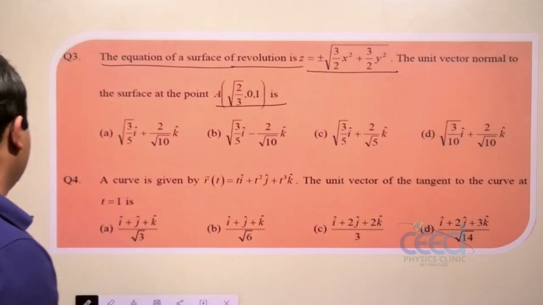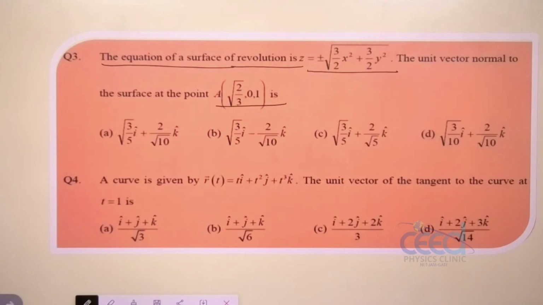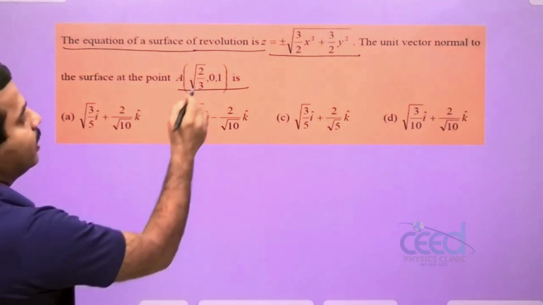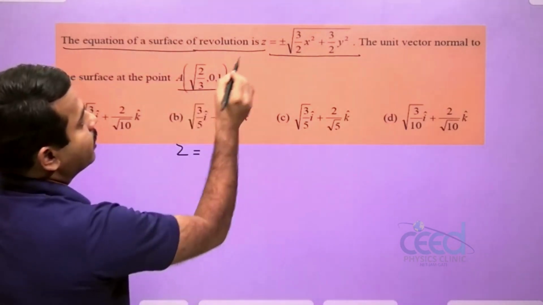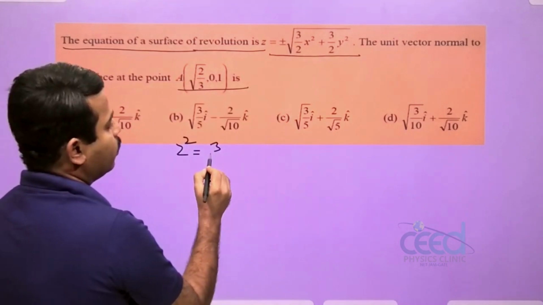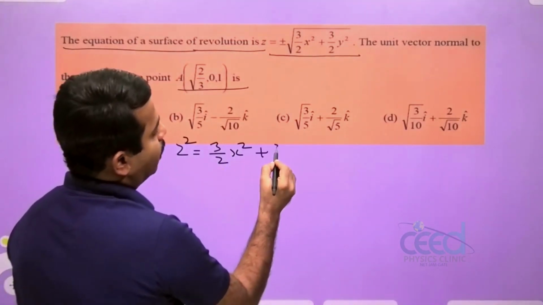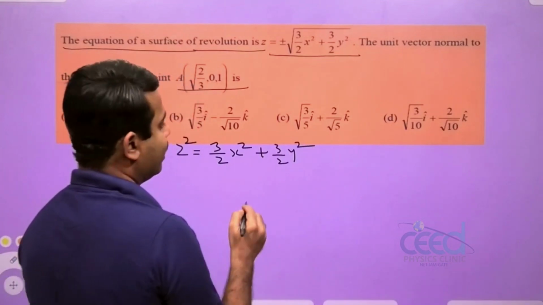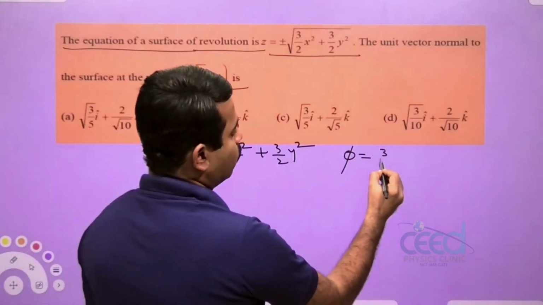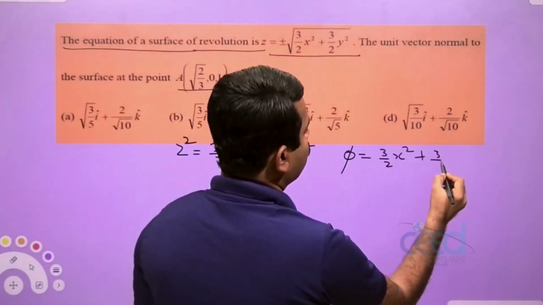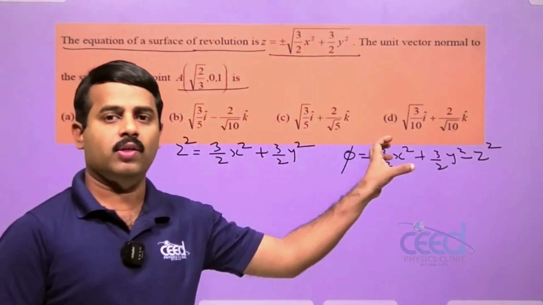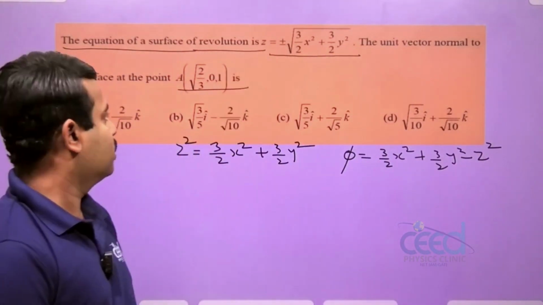So let me copy again this problem, right? Now look here, what is the surface equation we have seen? That is z is equal to, right? So I can square this to remove the root, right? 3 by 2 x square plus 3 by 2 y square. Now I can write this as, so the surface equation is phi is equal to 3 by 2 x square plus 3 by 2 y square minus z square, right? So this is the surface equation corresponding to this expression, right?